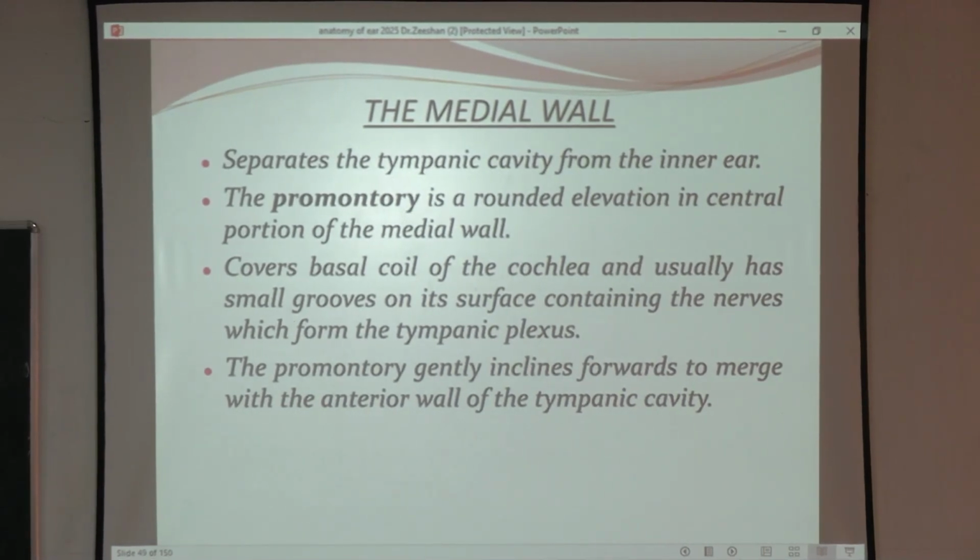What does it signify? So it covers the basal coil of cochlea. This is also asked. What is the promontory? Why the bulge?